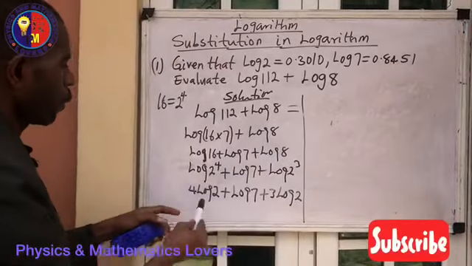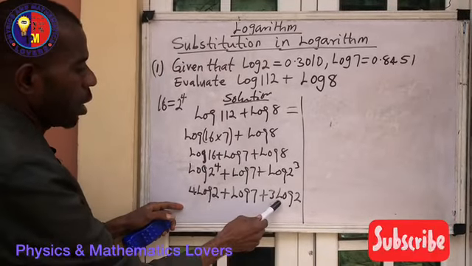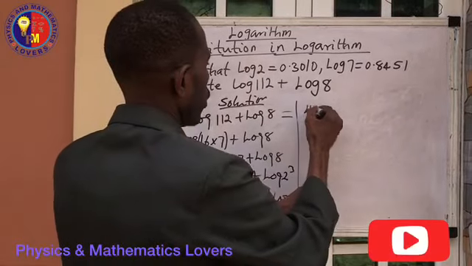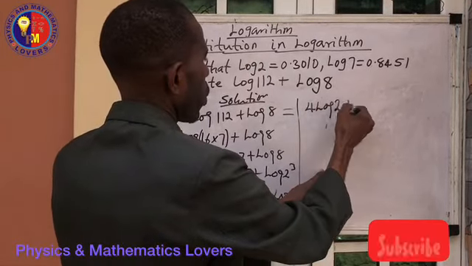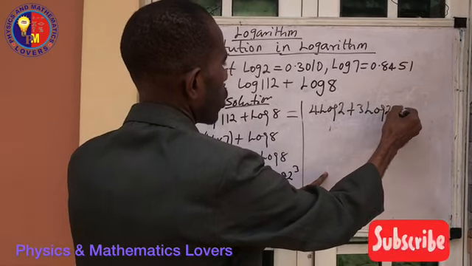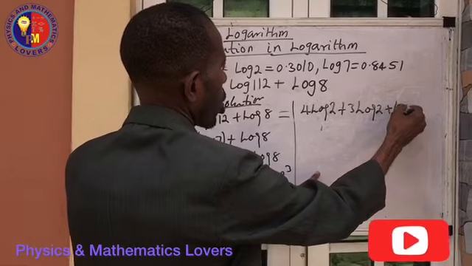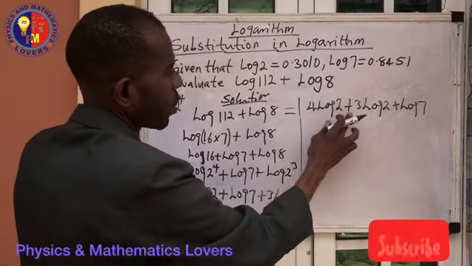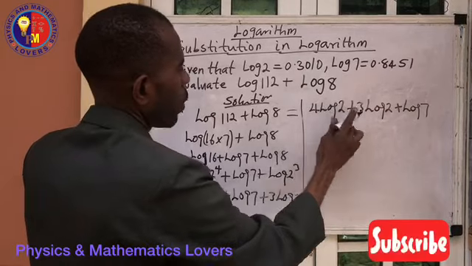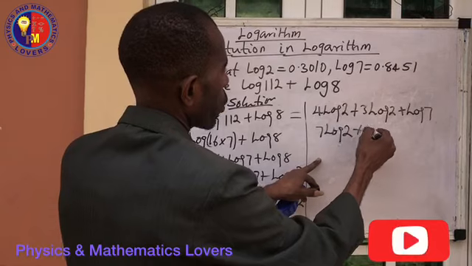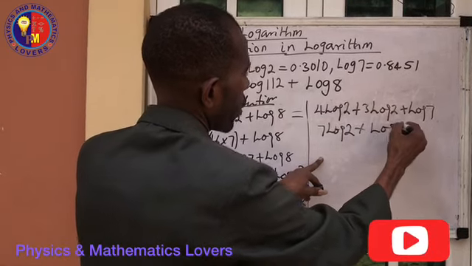Look at it here. I have 4 log 2. I have 3 log 2. So I am going to add these two together. I'm going to have 4 log 2 plus 3 log 2, plus log 7. Now, this and this, they are the same. Add them. I'm going to have 7 log 2 plus log 7.